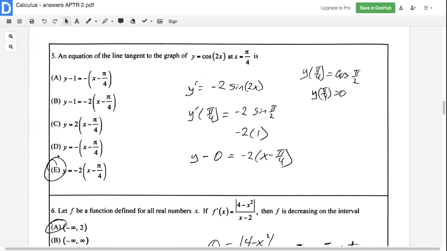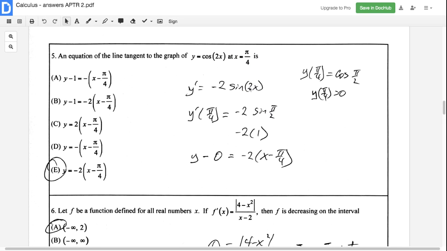5, equation of a tangent line. Again, as soon as you hear tangent line, you should be thinking slope and a point, and you should be getting your slope from the derivative. So I'm going to take the derivative of this. Derivative of cosine is negative sine. Derivative of 2x is 2. Make sure the inside stays the same here. So there's my derivative. I need to plug in pi over 4.